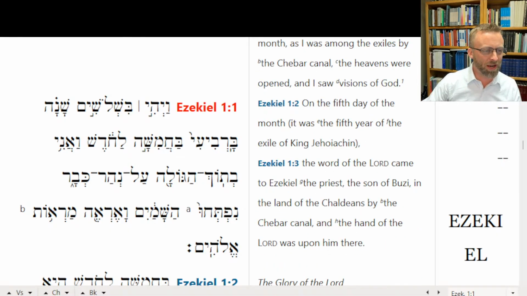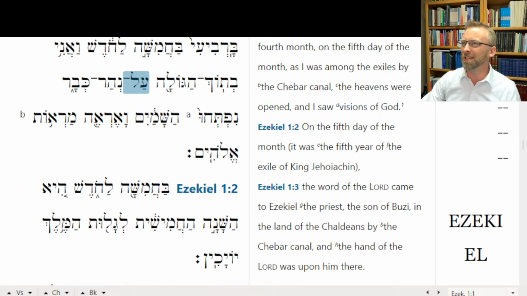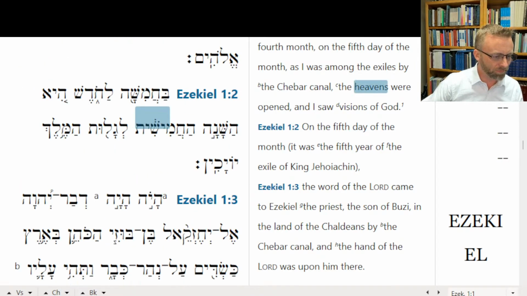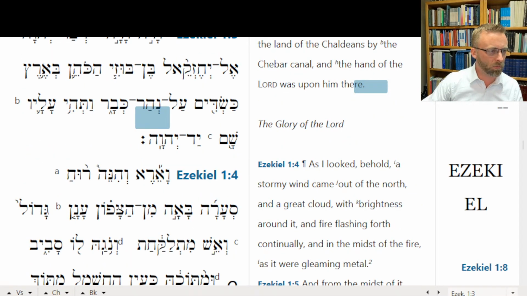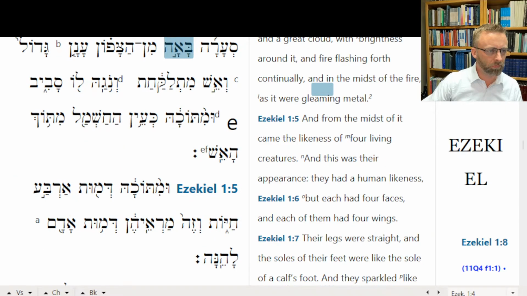So here we are in Ezekiel, and I'll bring this up in Hebrew and in English. Let's see, hopefully that's okay. In Ezekiel 1:4, it says, Va'ere, which means, and I looked, vihine ruach se'ara, and behold, a stormy wind, ba'a min hatzafon, coming out of the north.